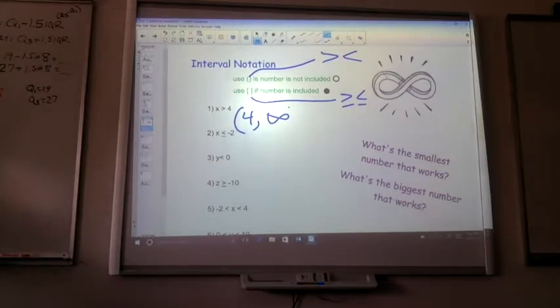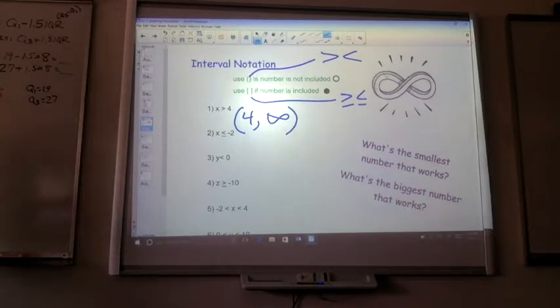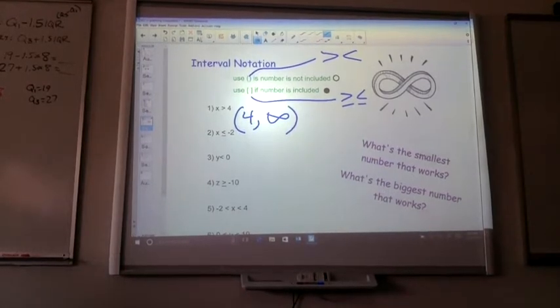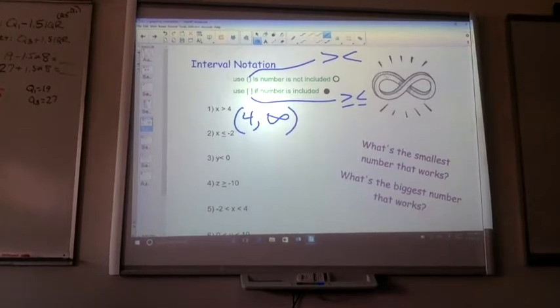Can we ever count to infinity? No. So infinity will always have a rounded bracket. It'll never be a square bracket. So this tells us that this is called interval notation. It's a way to represent where we're talking about on a number line.